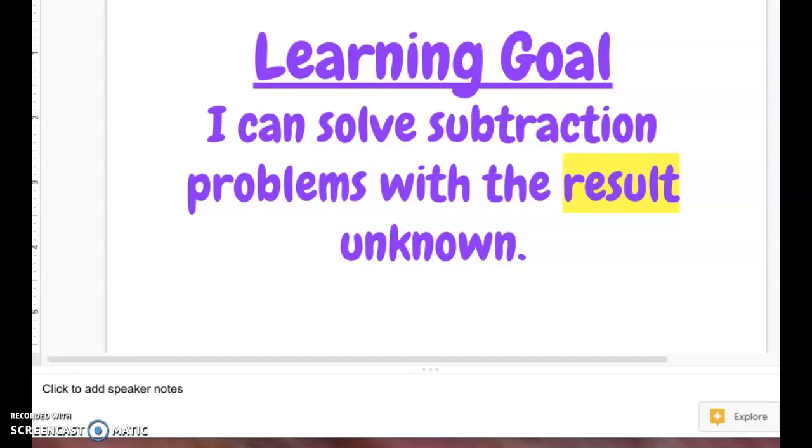Our learning goal that we're reviewing is I can solve subtraction problems with the result unknown. And the word result means the answer. So the answer to a subtraction problem is called, does anybody remember that vocabulary word? It's the difference. The answer to an addition problem is called the sum, but the result of a subtraction problem is called the difference.